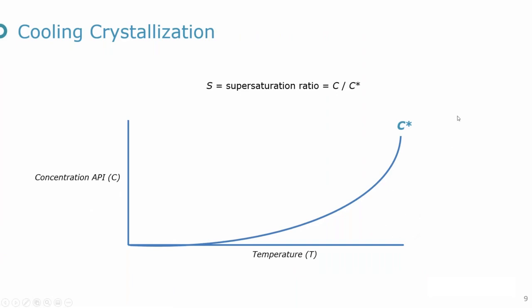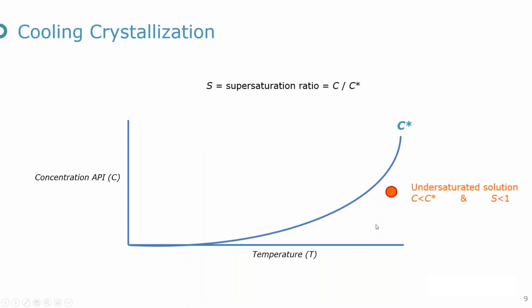So for cooling crystallization, the start usually is a solubility phase diagram. In this case, we have on the vertical axis the concentration of your API, and on the horizontal axis the temperature. And the line in the graph is the solubility, usually denoted as C star. As you can see, usually the solubility increases with temperature. Another term that we often use in crystallization is the supersaturation or the supersaturation ratio, and that's defined by C over C star, and that tells you something about the driving force for crystallization.